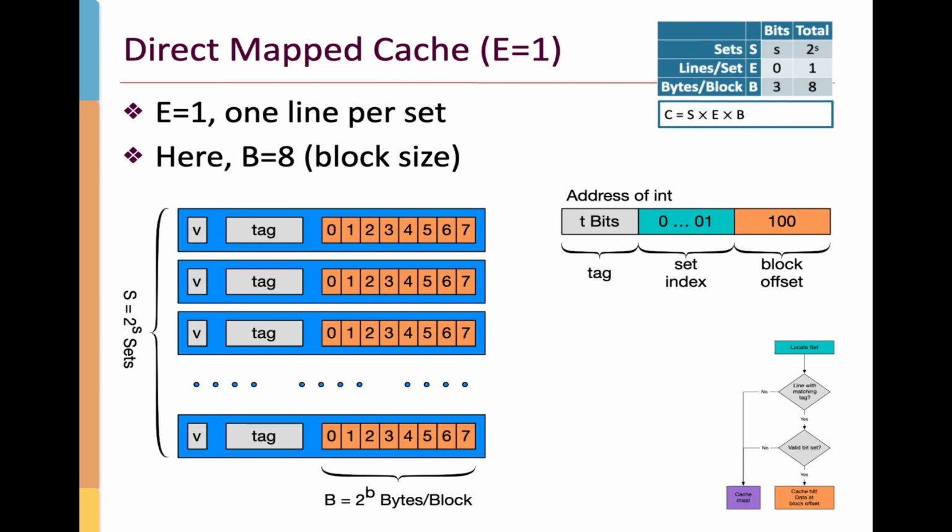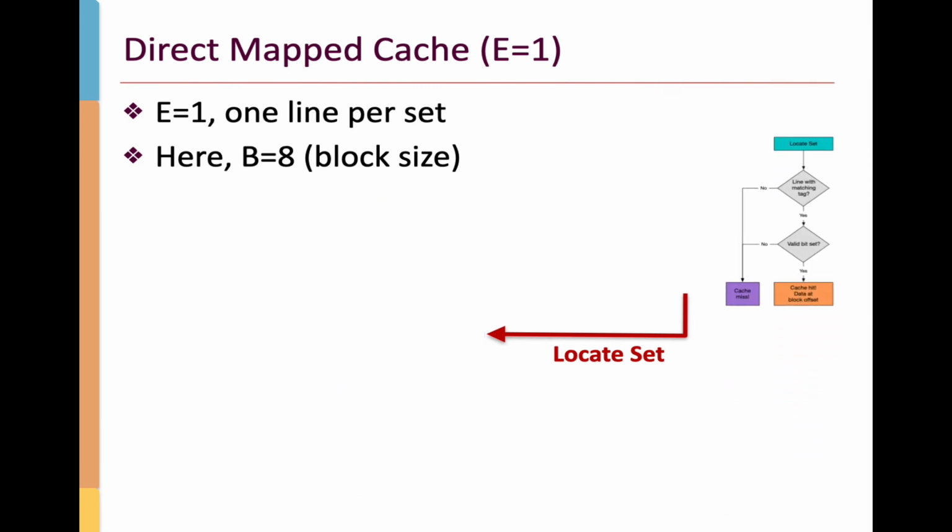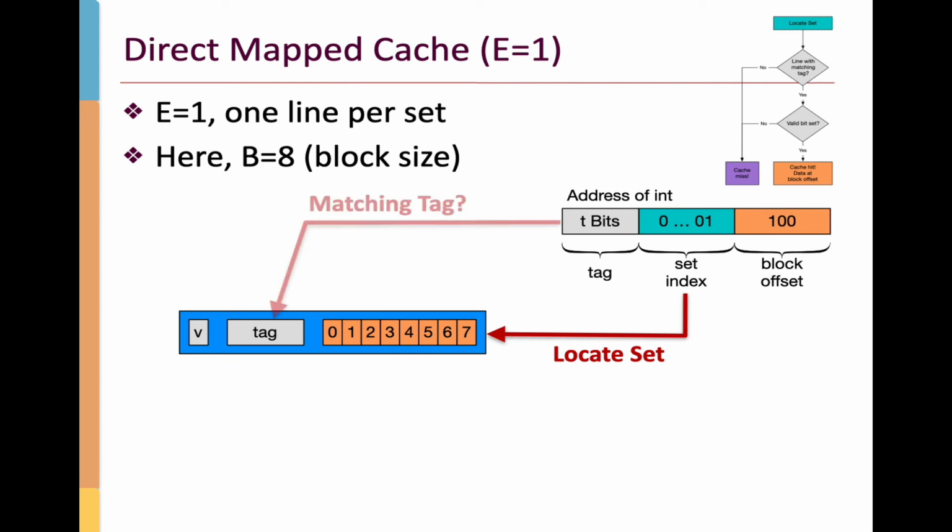That's going to simplify the process of looking things up in this cache, because we can essentially skip the step where we have to match a bunch of different lines simultaneously. So what we would be doing if we were given this address is initially, as I've said before, take a look at the set index and use that to select a particular set within the cache. Once we have figured out which set that is, we can then compare the tag bits in the address with the tag in that line. And now, again, because we've got E equal to 1, there's only one line to match against that tag.